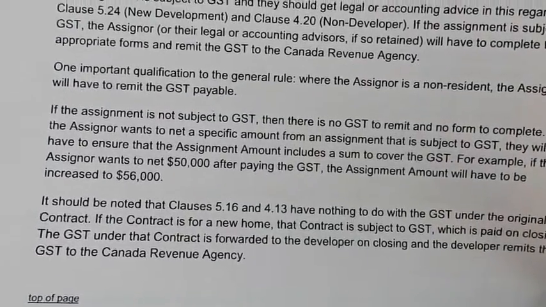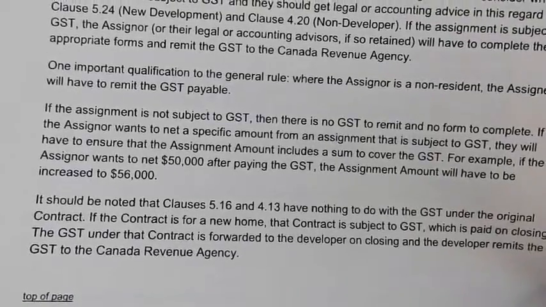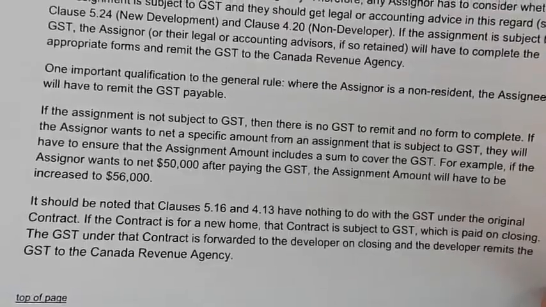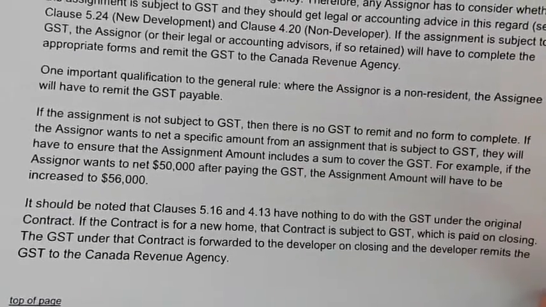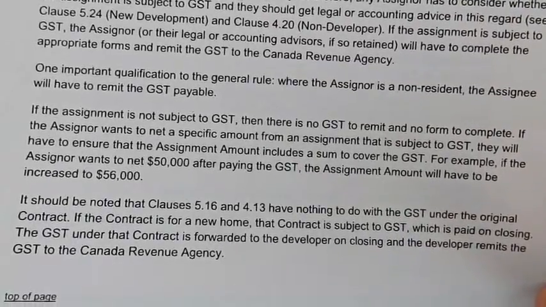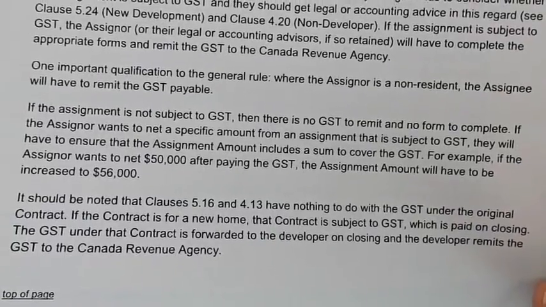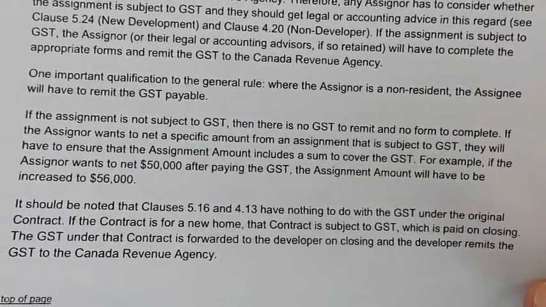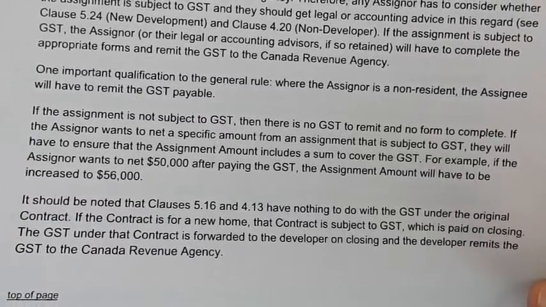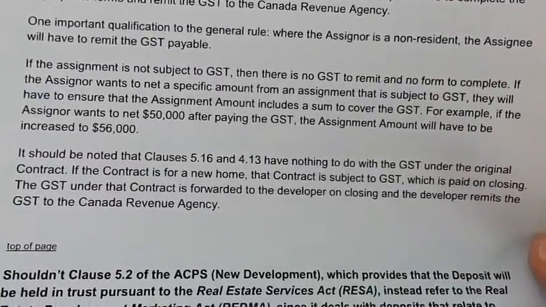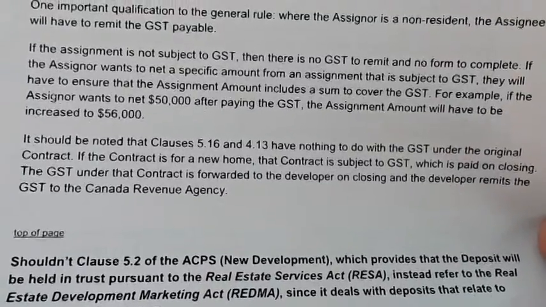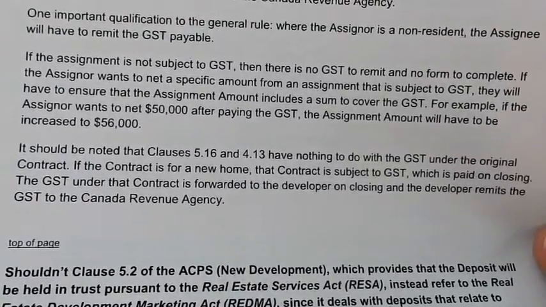If the assignor wants to net a specific amount from an assignment that is subject to GST, they will have to ensure that the assignment amount includes a sum to cover the GST. For example, if the assignor wants to net $50,000 after paying the GST, the assignment amount will have to be increased to $56,000.